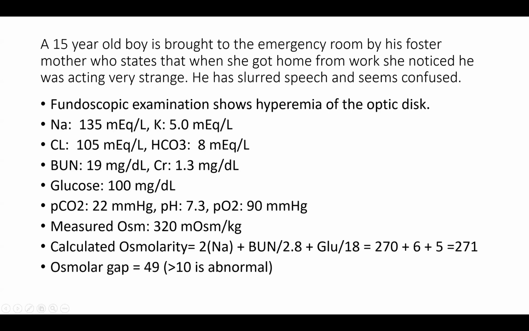So sodium is 135, potassium is 5, chloride is 105, bicarbonate is 8. So bicarbonate is low. There is metabolic acidosis. Creatinine is 1.3, slightly on the high side, but not high enough to cause metabolic acidosis. Glucose is normal. Patient is non-diabetic, so unlikely. Before that, let's go to anion gap. 135 minus 105, so that is 30, minus 8. So the anion gap is 22. So this patient has an anion gap metabolic acidosis, even without blood gas.